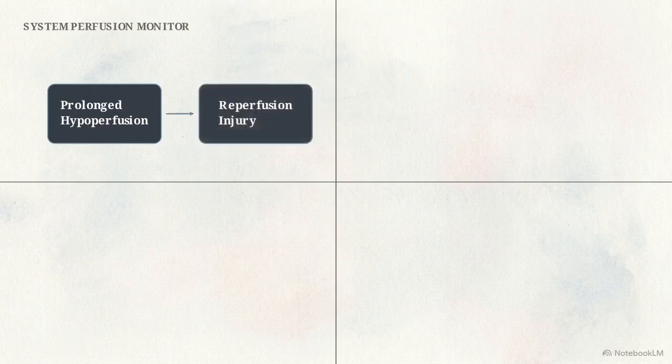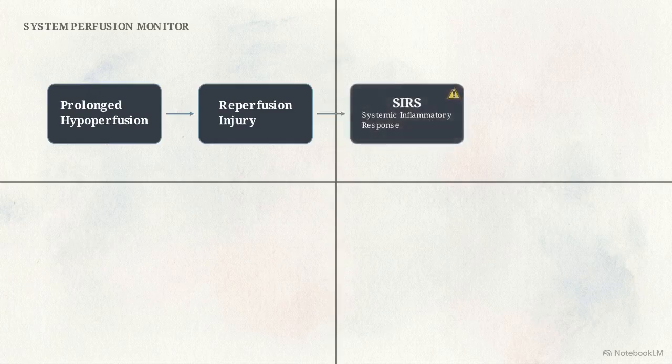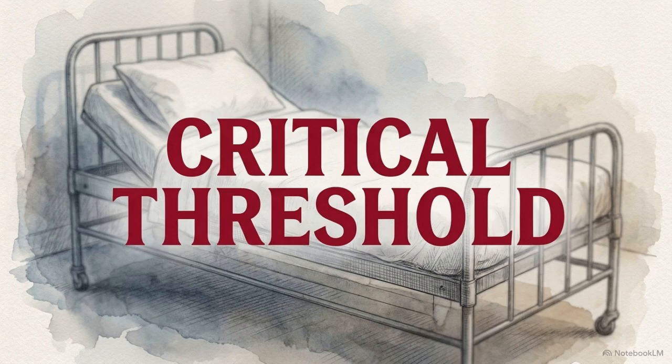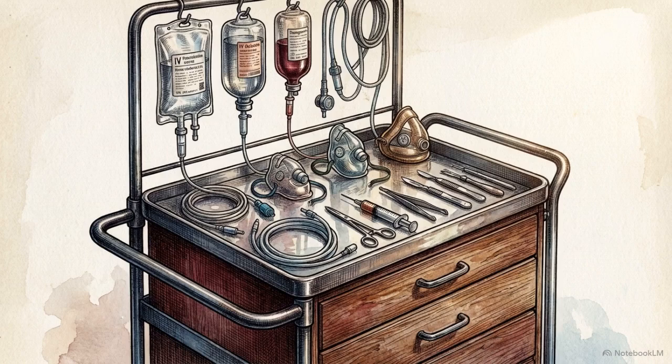Delaying treatment creates a secondary trap. When clinicians finally restore oxygen delivery to starved tissue, it triggers a massive reperfusion injury. This injury progresses into systemic inflammatory response syndrome, or SIRS, as the immune system begins attacking the body's own damaged tissue. This inflammatory cascade culminates in multiple organ failure, systematically shutting down the lungs, kidneys, and liver. Once 2 or more organs fail, the mortality rate reaches approximately 60%. Early diagnosis and rapid resuscitation are the absolute only barriers preventing this fatal cascade from executing.